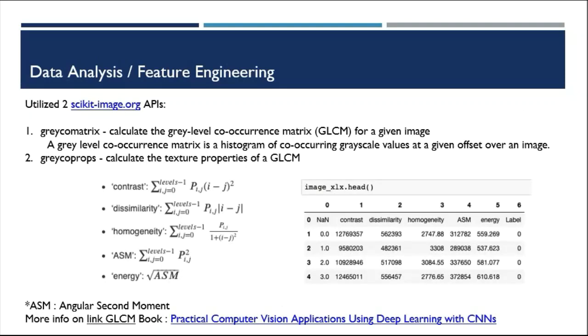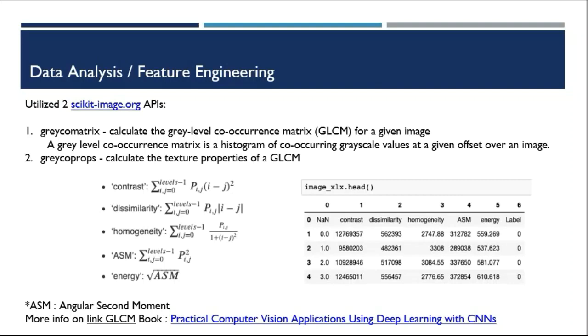Methods used for feature engineering. The problem here is related to surface detection and it's very diverse and complex. Therefore, we decided to extract features such as contrast, dissimilarity, homogeneity, energy, and angular second moment, also called ASM. To extract such features, we use the GLCM method. It's called gray level co-occurrence matrix.